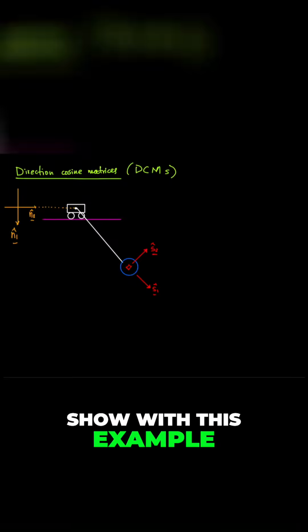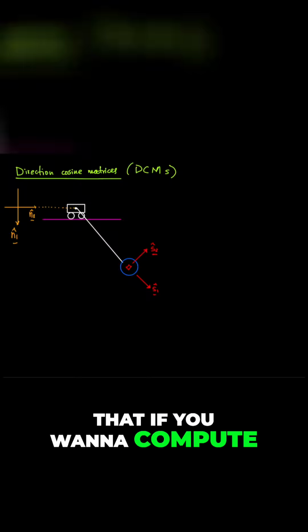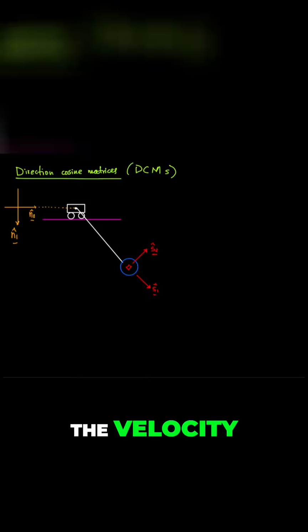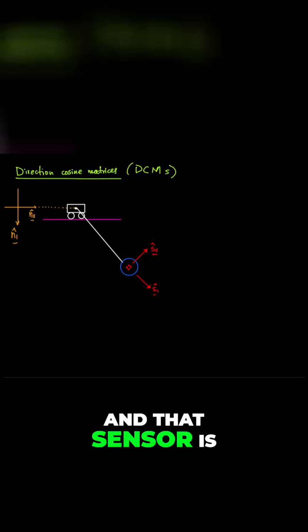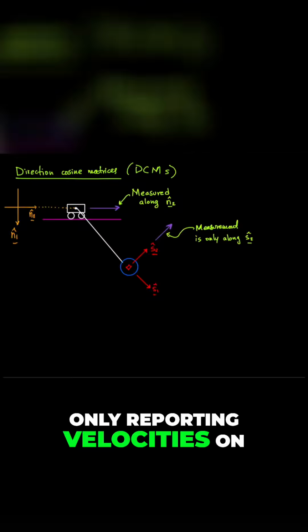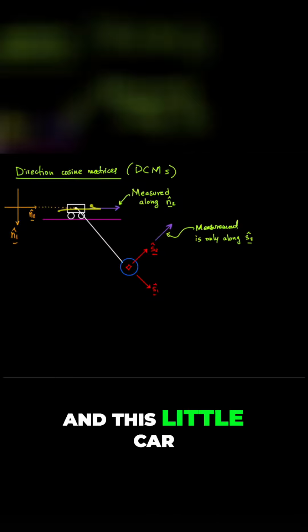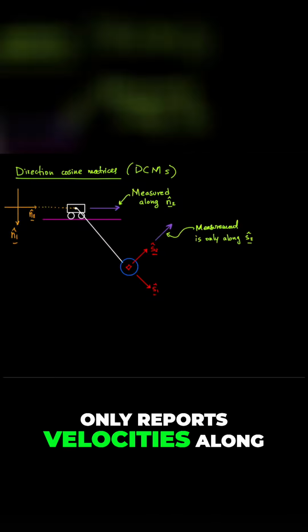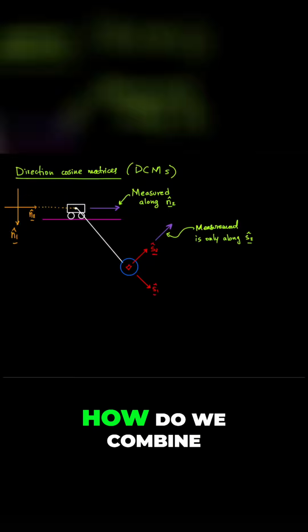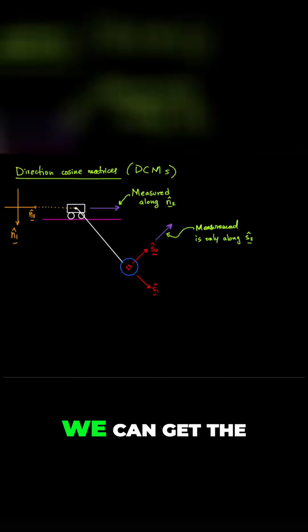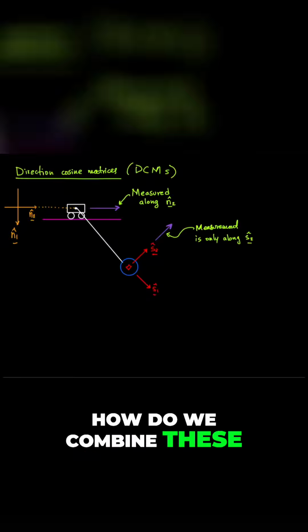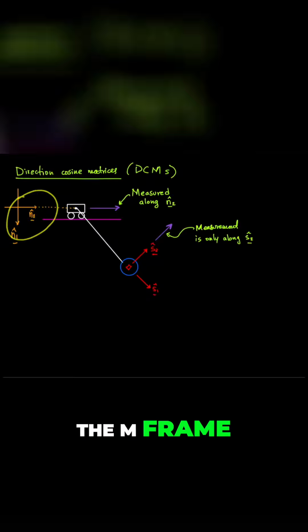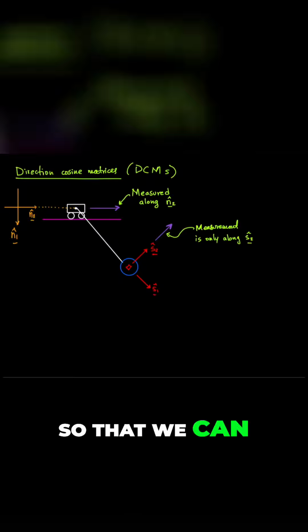And what I want to show with this example is that if you want to compute, in this case, the velocity of that load while this cart is moving, and that sensor is only reporting velocities on its own frame, and this little cart only reports velocities along the global frame or the N frame, how do we combine this information so that we can get the velocity at the load, in this case the total velocity at the load? How do we combine these measurements, some that are in the N frame, some that are in the S frame, so that we can get the total velocity?